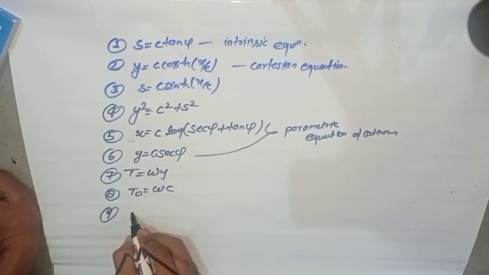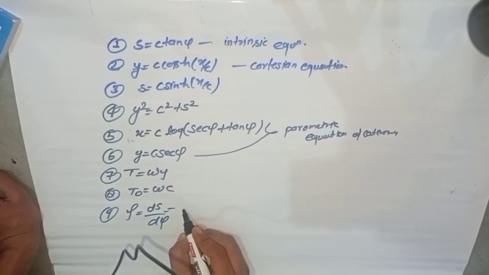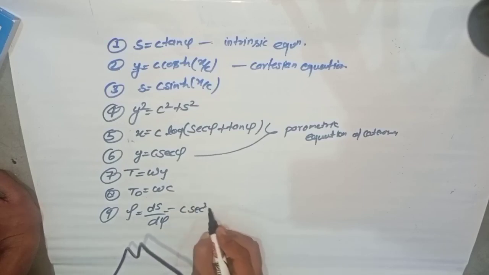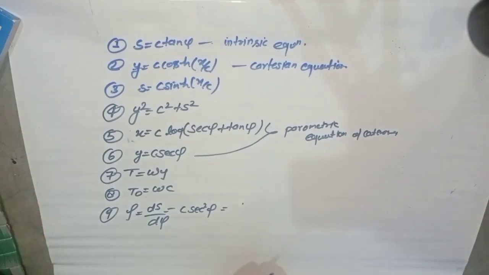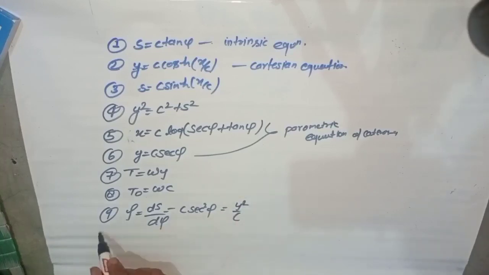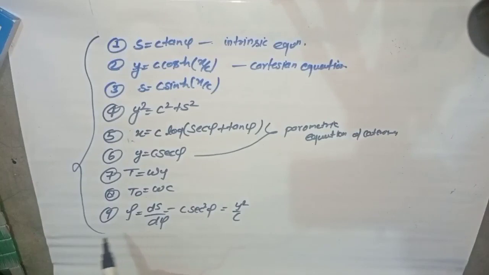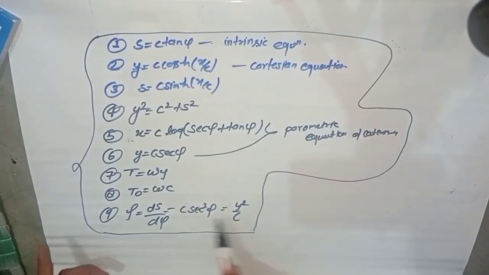And ninth is the radius of curvature of the catenary, rho equal to ds upon d psi, which is proved equal to c sec square psi, and this is also equal to y square by c. In videos first and second we have learned the ninth relation. Now again we start in video third, the questions of the common catenary on the basis of these.